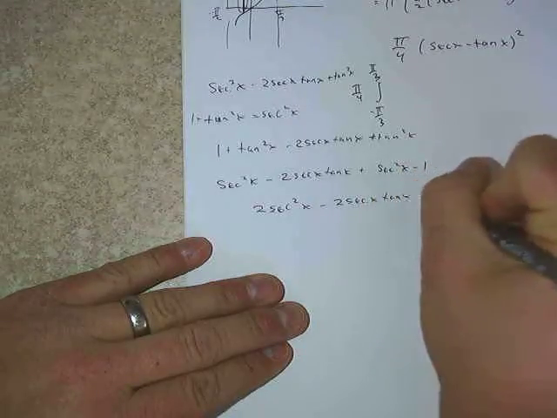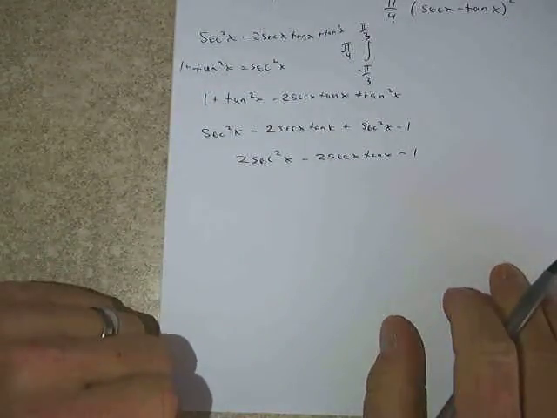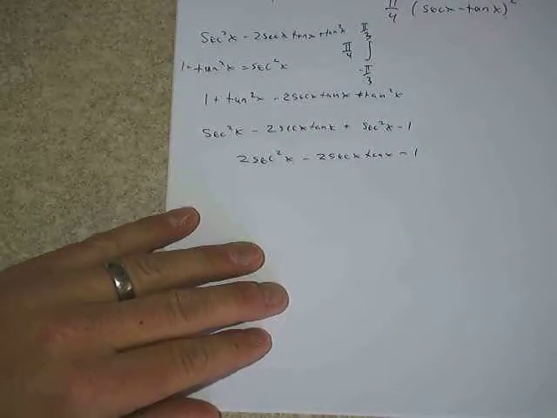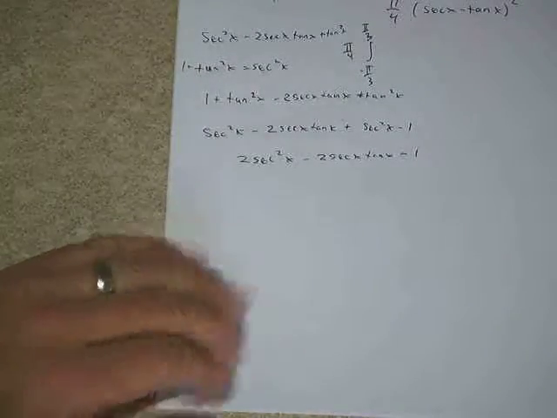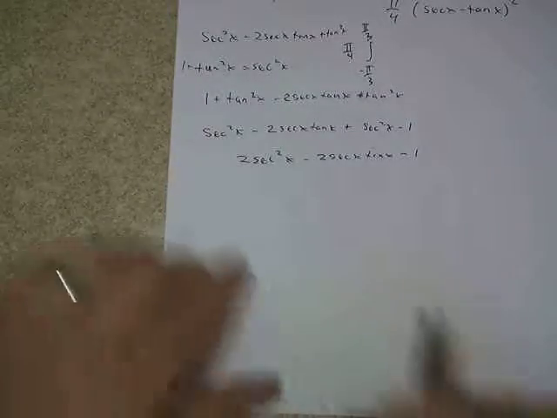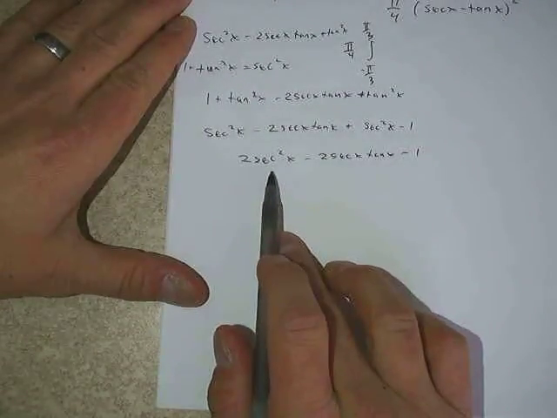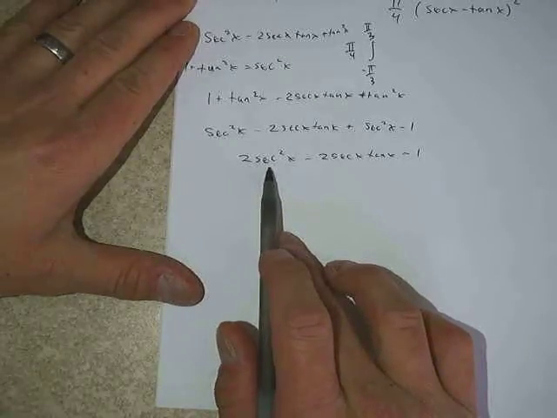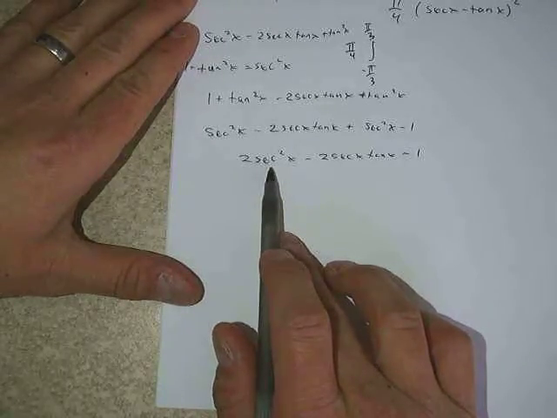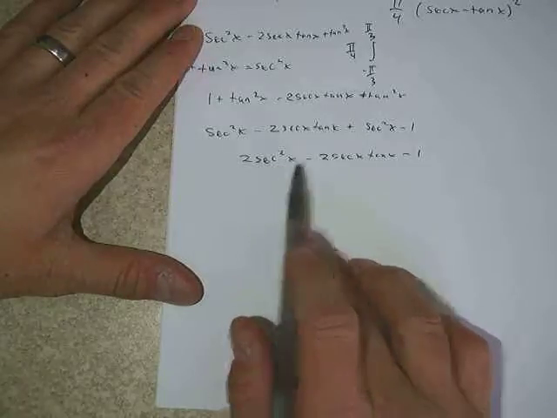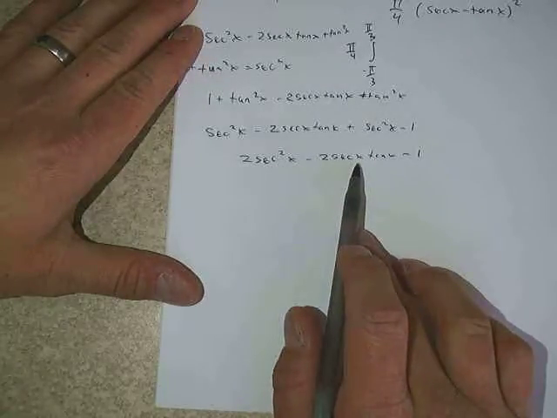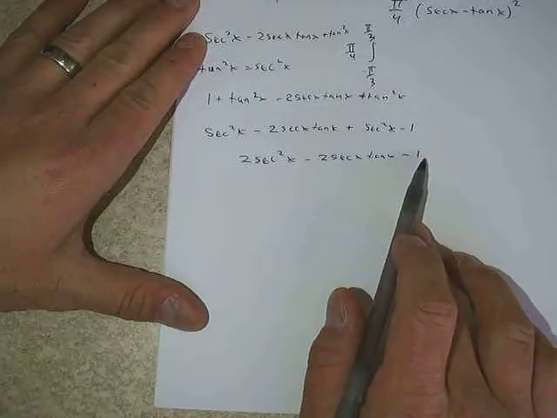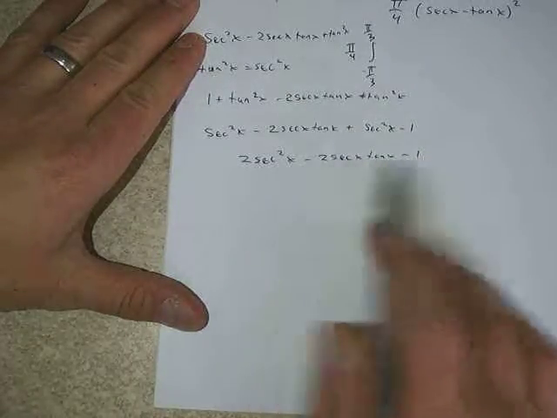So what if we did it the other way around? What if we replaced the tangent squared x with secant squared minus 1? So if we did that, we'd have secant squared x minus 2 secant x tangent x. And if we replace that with secant squared x minus 1, now we would have 2 secant squared x minus 2 secant x tangent x minus 1.